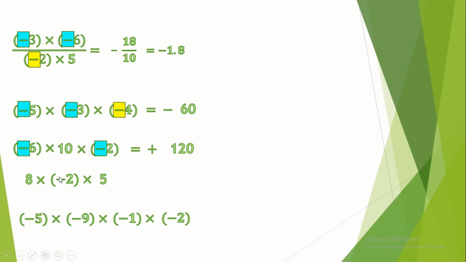Now here we have 1 minus. 1 is an odd number, so the sign of our answer is minus. Now let's multiply them. 5 times 2, 10 times 8, 80.